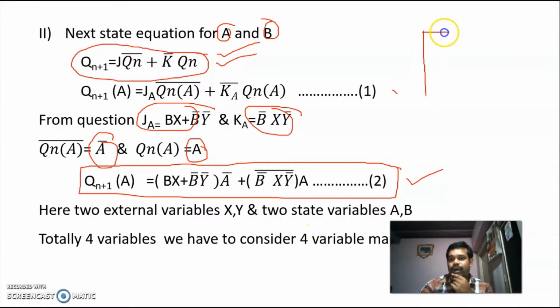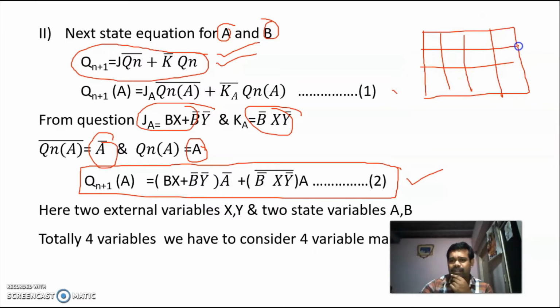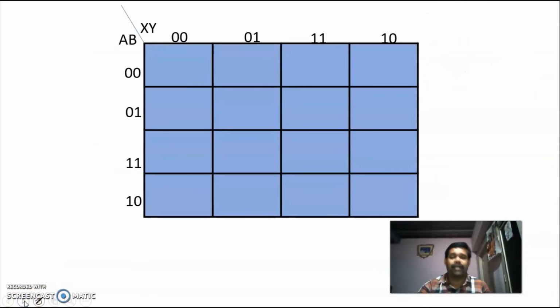In order to find the next state map, we need to draw a map having four variables. A and B are the state variables, and X and Y are the external inputs. So you must write it like this: first you write the state variables, and only then the external variables.